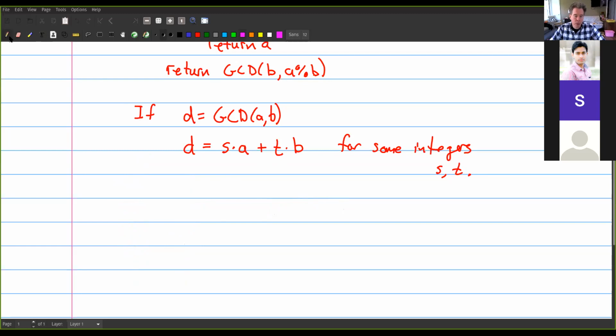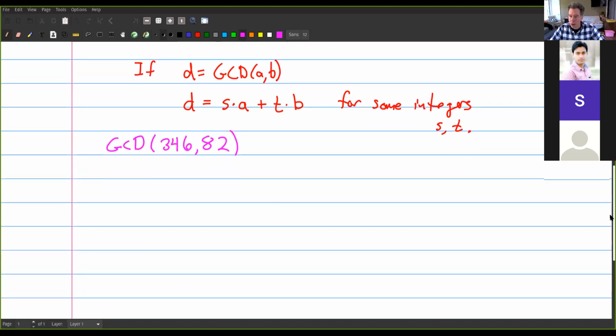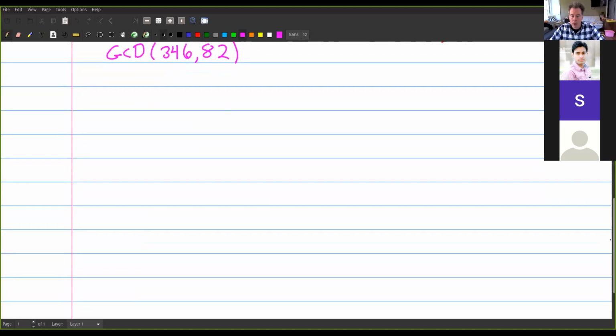So let's do all this with two numbers. Let's find the GCD of 346 and 82. I'm going to do this in a systematic way so that we can turn it into our explanation of the extended Euclidean algorithm too. So the first thing I will say is that 346 is equal to some number times 82 plus some remainder. So what goes in these slots? What goes there?